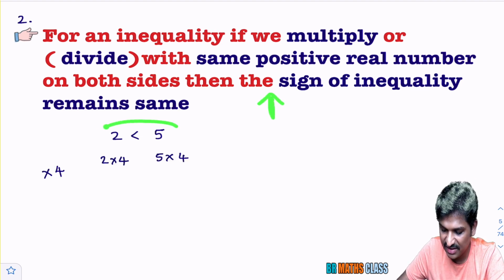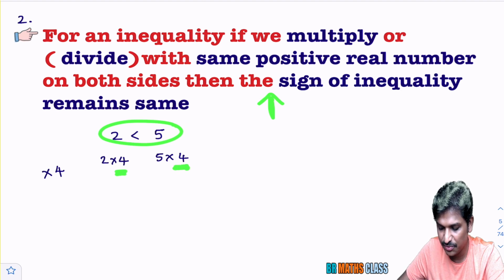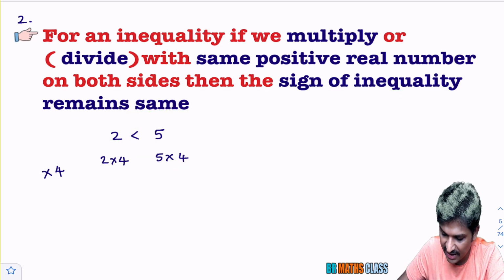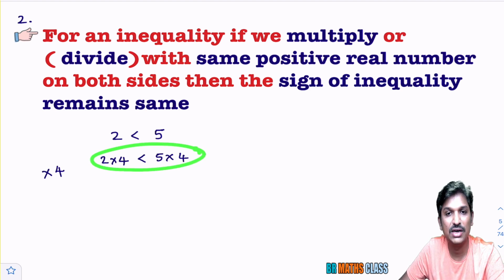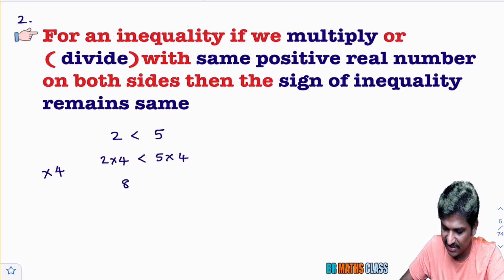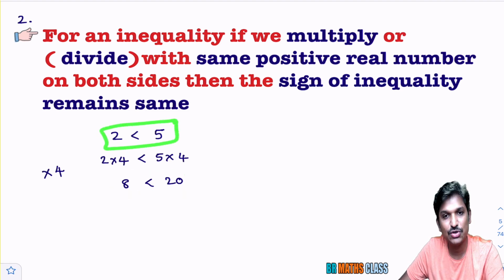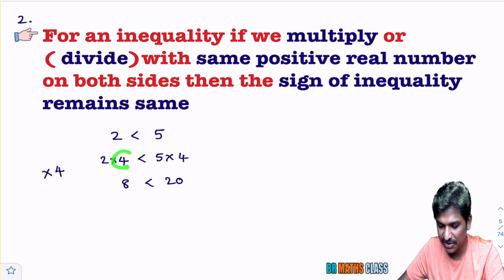What this rule is saying: if we multiply both sides with a positive real number, the inequality sign remains the same. That means less than remains less than only. So I'll write less than. Now let me check whether this inequality is true or not. 2 into 4, that is 8, less than 5 into 4 which is 20. Right? 8 is less than 20. Is it true? Yes. This is the inequality which is true. If I multiply with a positive real number on both sides, the sign of inequality remains the same. I hope you understand this.